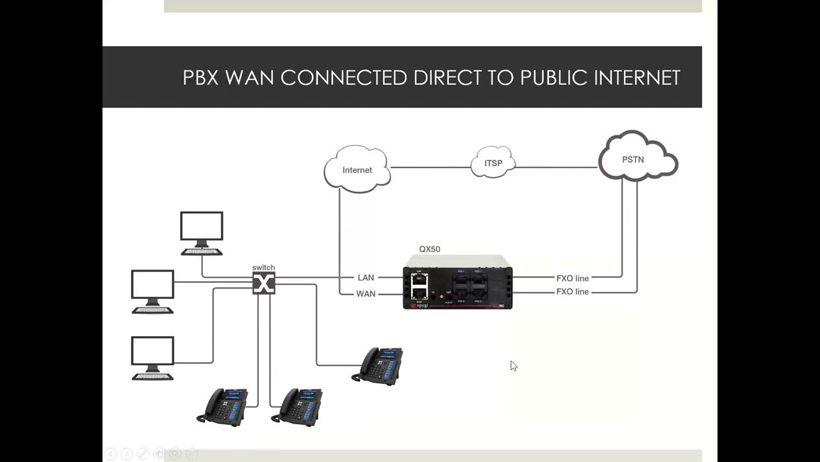There are a couple of methods for configuring your trunk, as we discussed last week, from the PBX to the SIP trunk, or the ITSP as we've come to know it. One is a direct connection to the public internet, as you see here. Now the PBX has the connection on the WAN port directly to the public IP address.